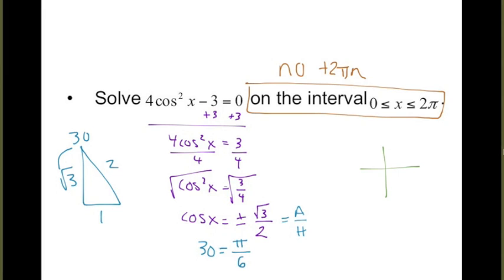Last step is figure out our quadrants. This equation says we want cosine to be positive or negative. So cosine would be positive in A and C. It would be negative in the other ones. And we're okay with all of that.